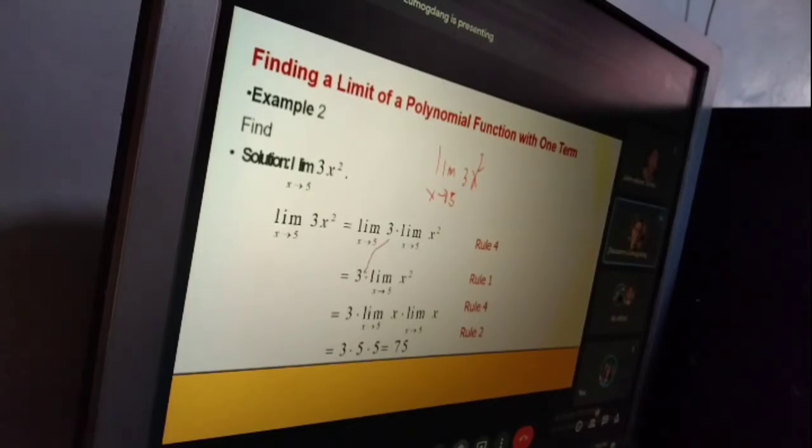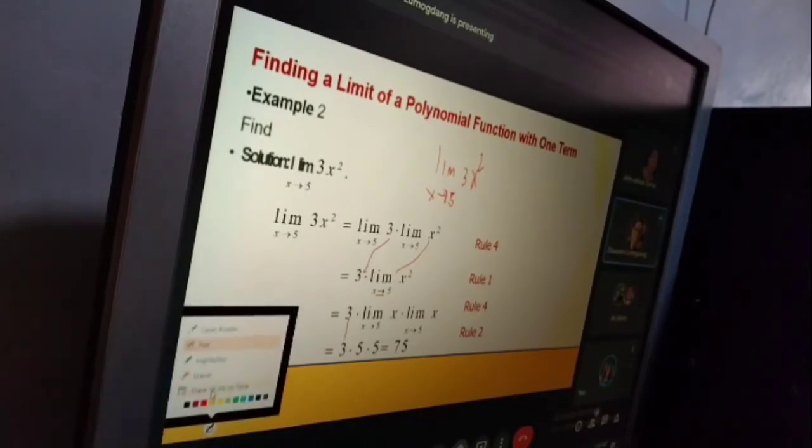Then, copy the limit of x squared as x approaches 5. So, dito, hindi natatanggal yung limit at saka itong notation kasi hindi pa tayo nag-i-evaluate. So, 3 times the limit of x, alam natin na ang x squared can be expressed as x times x. So, yung the limit of x squared is limit of x times limit of x as x approaches 5. Now, the limit, bring down 3, the limit of x as x approaches 5 is 5 and the limit of x as x approaches 5 is also 5. So, 3 times 5 times 5 is equal to 75.